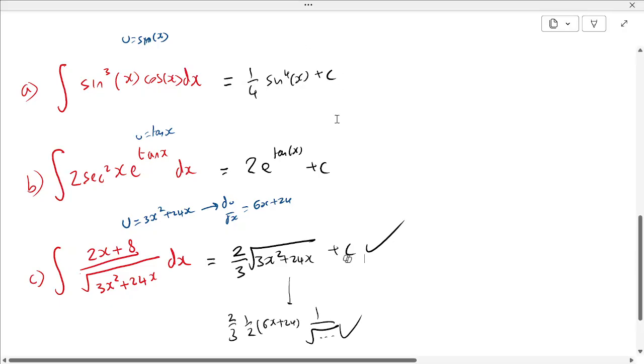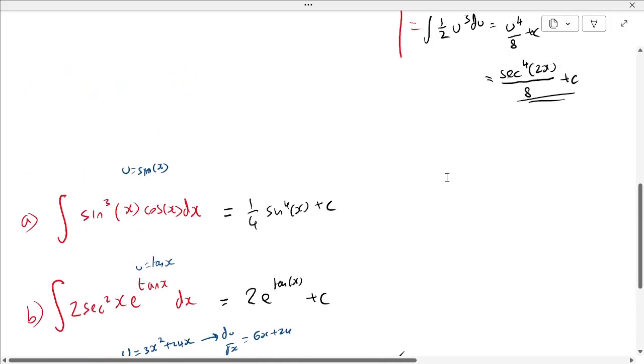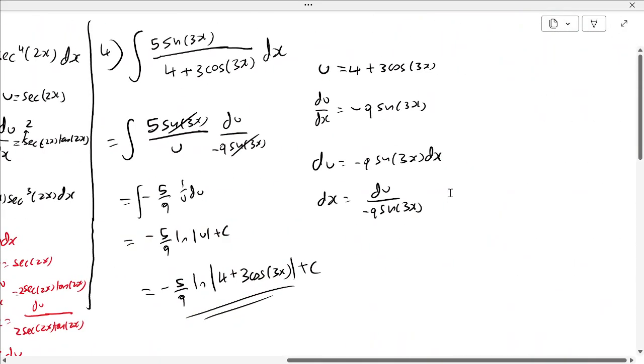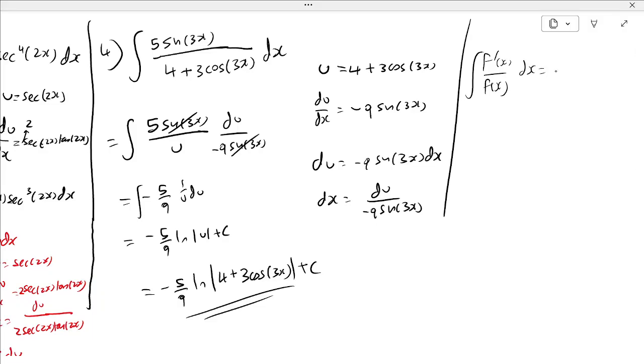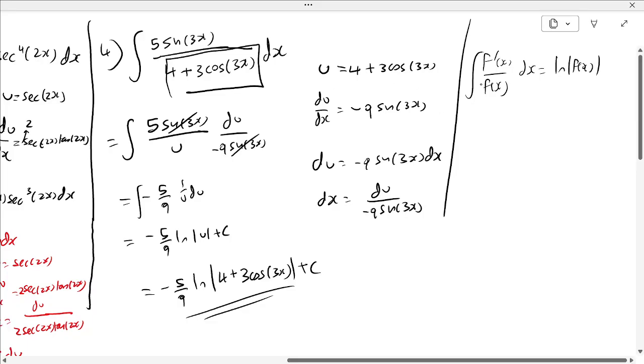I just want to point out, this method not only covers the reverse chain rule, but also covers, for example, 4 over here. This was one of those f dash over f situations, which is natural log of absolute value of f. Right? This method will also cover this situation, right? If your u is your f, your denominator, and then you get the f dash in the numerator and it divides out, it's the same exact thing.